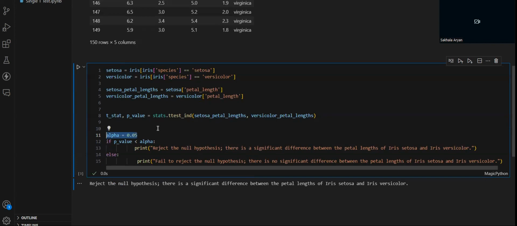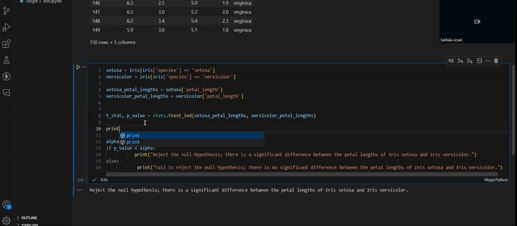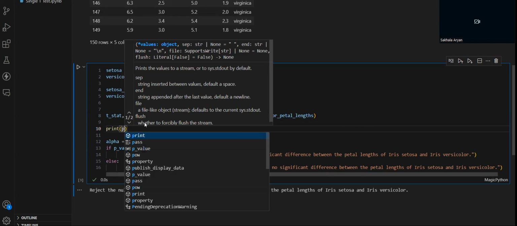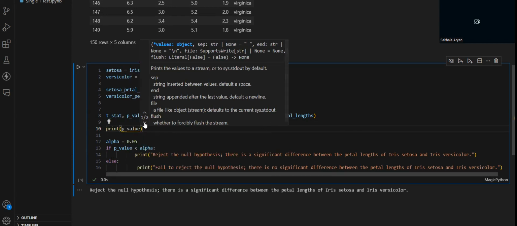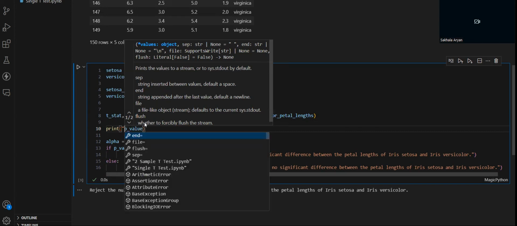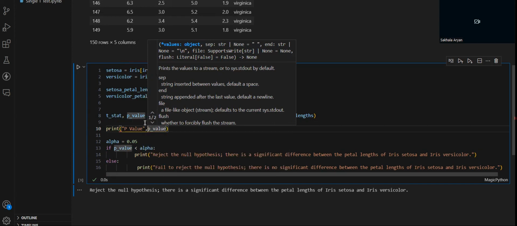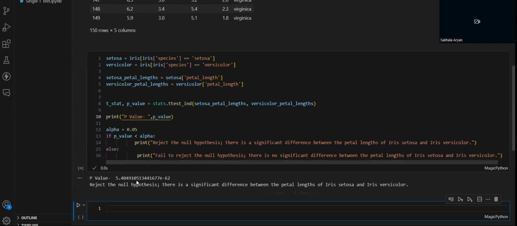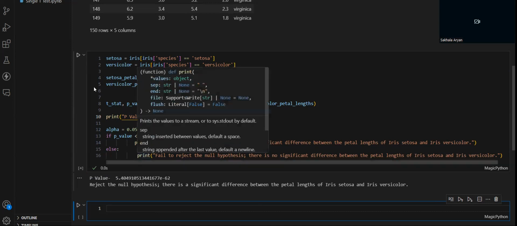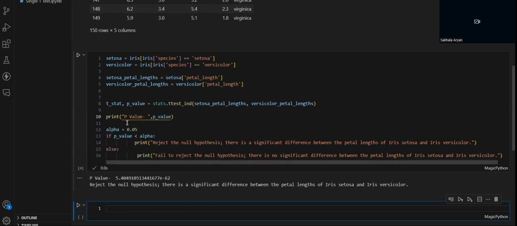So if I print my p-value, it should be less than 0.05. I'm printing my p-value. My p-value is, if you see, e to the power minus 62, which is 5.4 times 10 to the power minus 62. So basically p-value is less than 0.05, and that's why, if my p-value is less than my alpha, I will reject the null hypothesis.